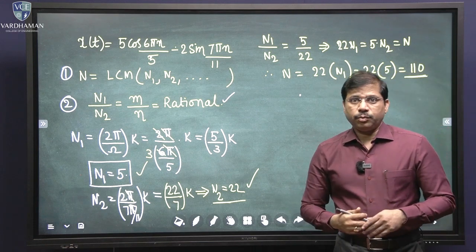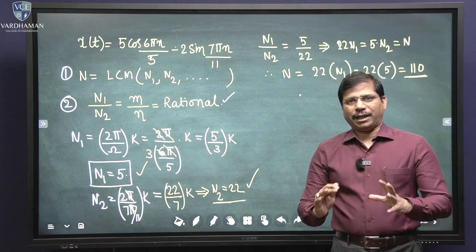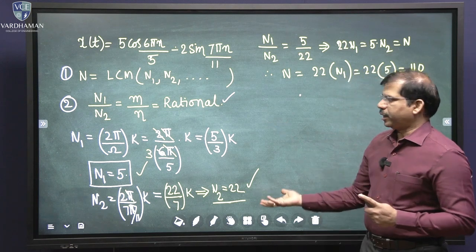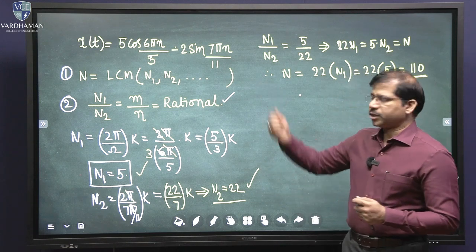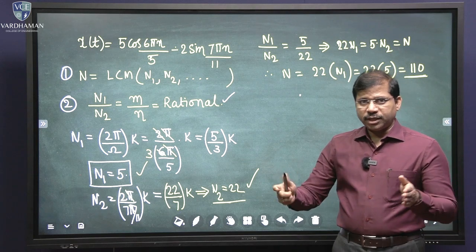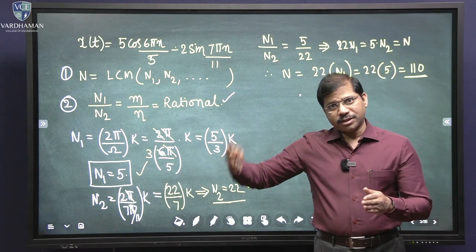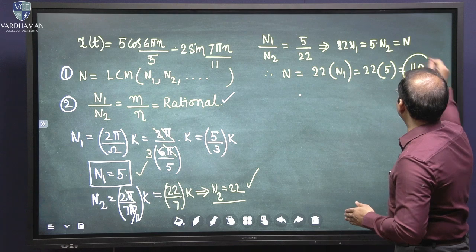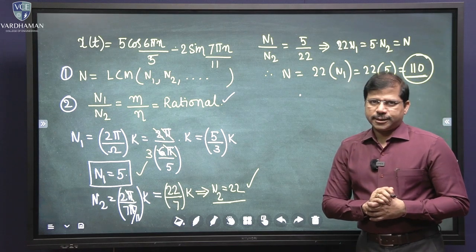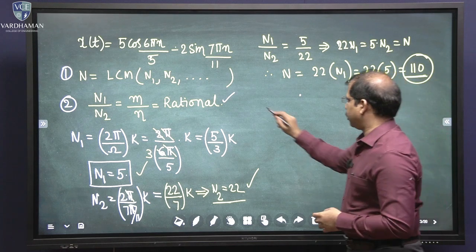All these signals we can test using MATLAB. If you have MATLAB software, you can just write a simple code, and we can see that for every 110 samples, this cycle repeats. That way we can see that. Let's look at one more example on this.